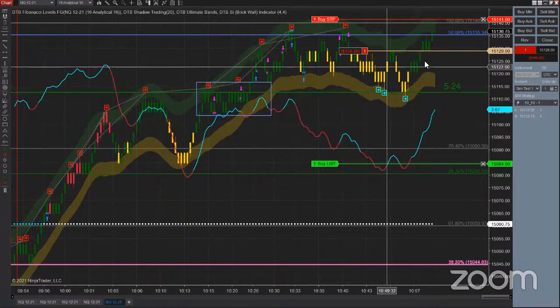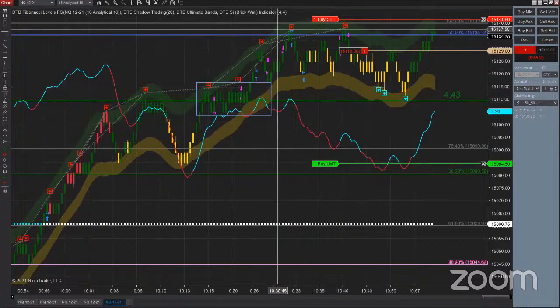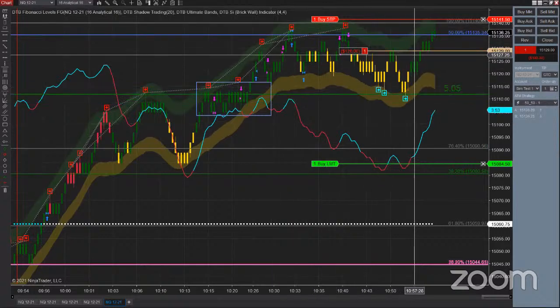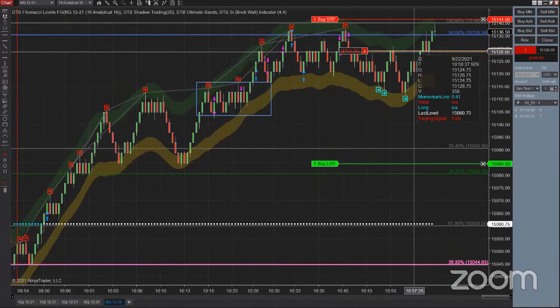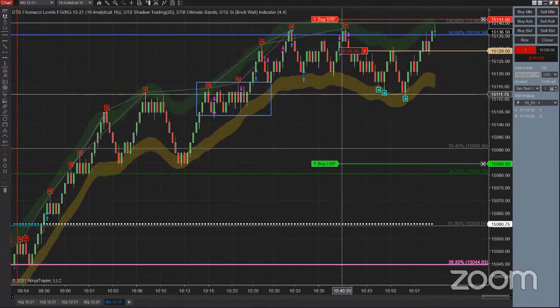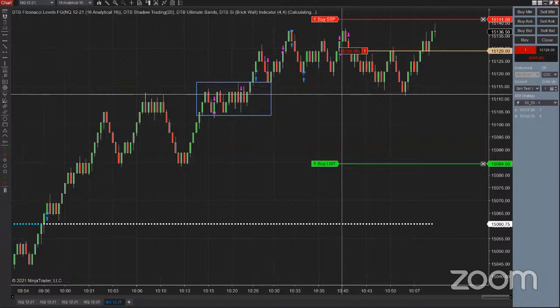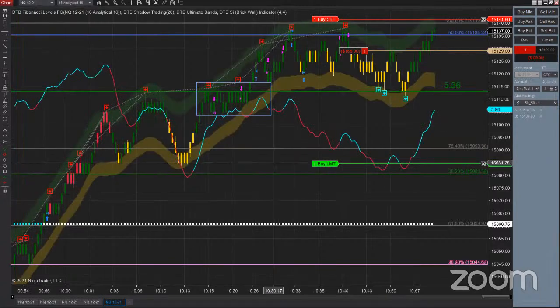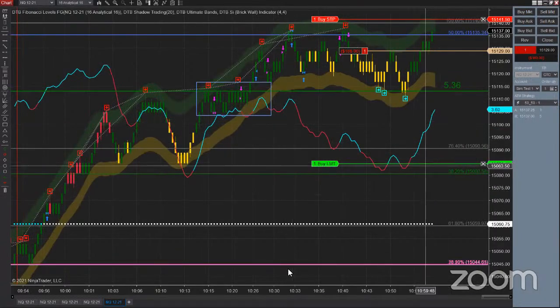So this is how you can use the indicator, by the bar coloring. And you can probably save yourself by getting out sooner on positions that are going against you just by keeping a lookout for the bar coloring and this momentum line.